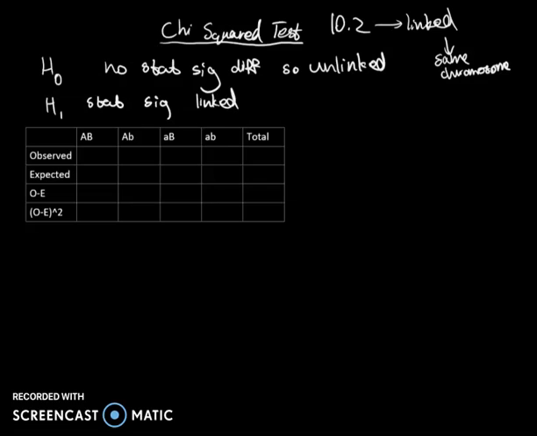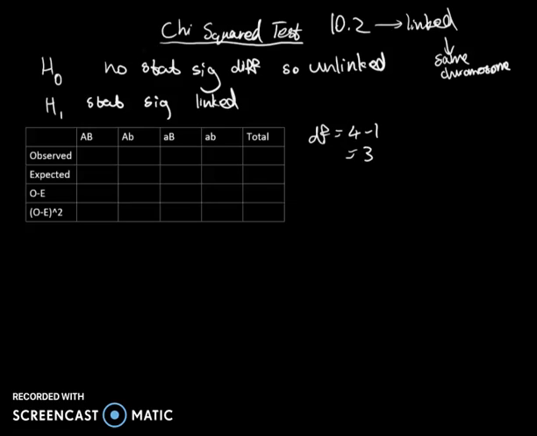Here we have a dihybrid cross with the different genotypes and phenotypes. So we have big A big B, big A little b, little a big B, and little a little b. Those are going to be our four different phenotypes, and that means the degrees of freedom are going to be 4 minus 1, which is going to be 3.